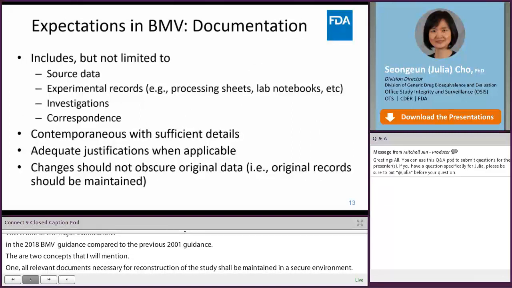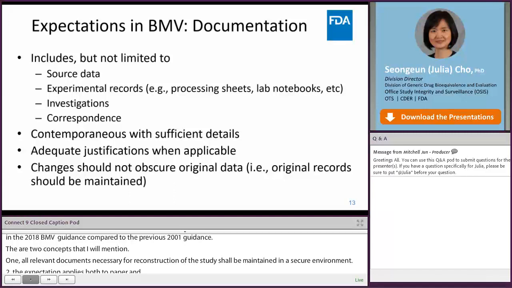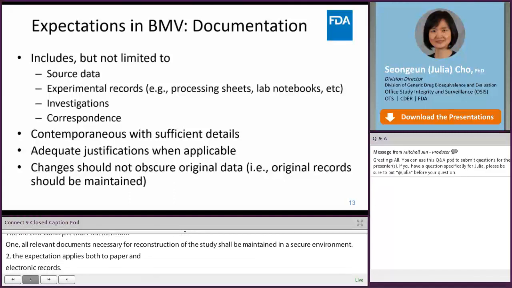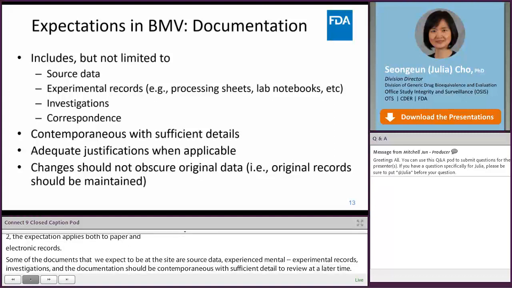Some of the documents that we expect to be maintained at the sites are source data, experimental records, investigational reports, or correspondence with the sponsor that we just discussed a few minutes ago. Documentation should be contemporaneous and should contain sufficient detail to help review at a later time. If deviations or unexpected events occur, there should be adequate documentation with justification for review. And when changes to original records are made, the change should not obscure the original data or information, so that we can view what changes were made.